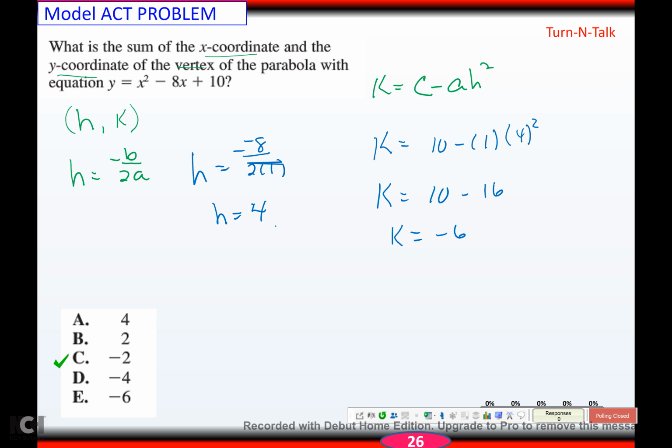So my vertex is 4, negative 6, and the sum of them would be 4 plus a negative 6, which gives me negative 2.